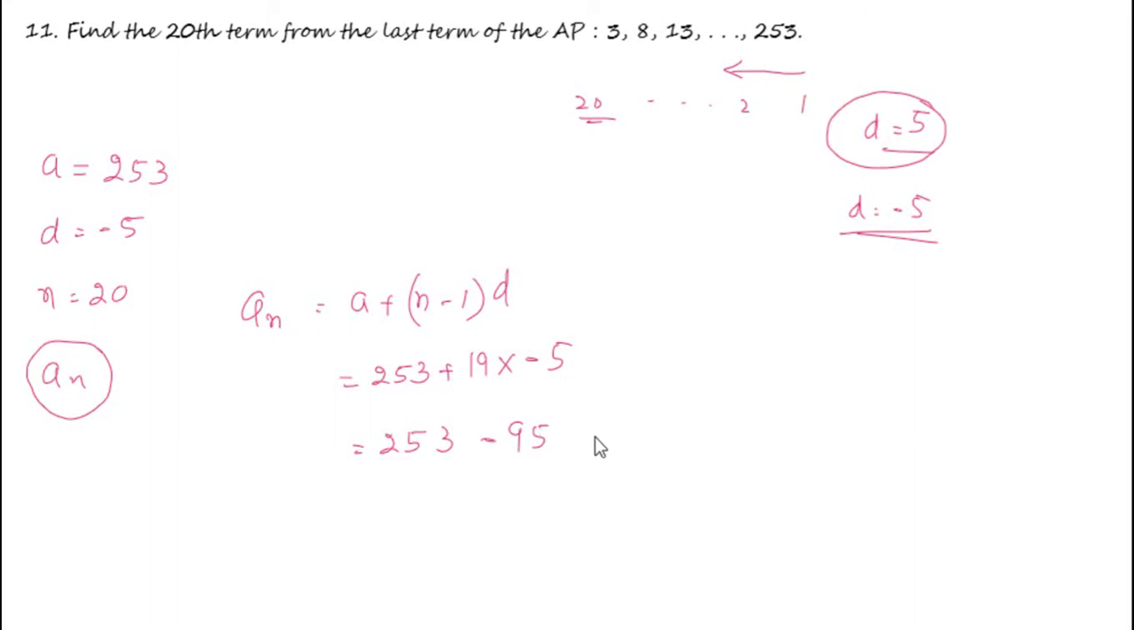So this comes to 253 minus 95, 8, 5, 1. So 158. So the 20th term from last is 158.